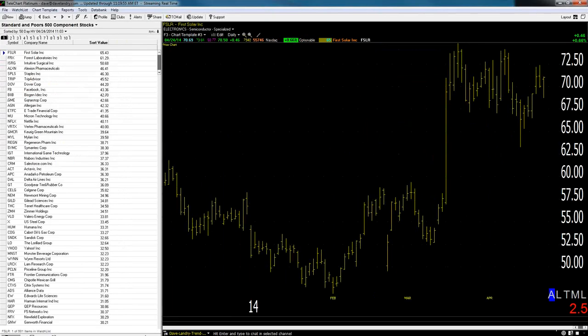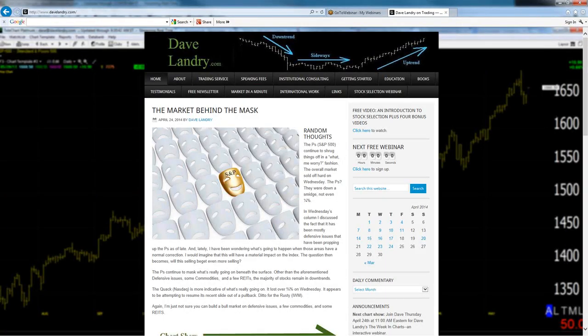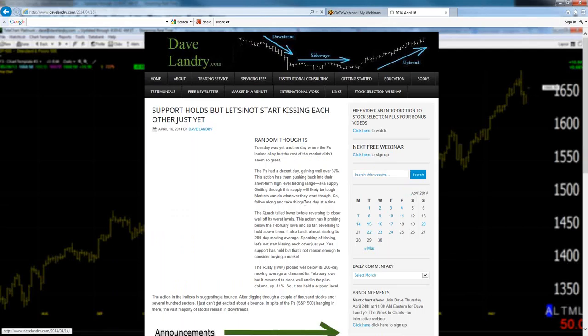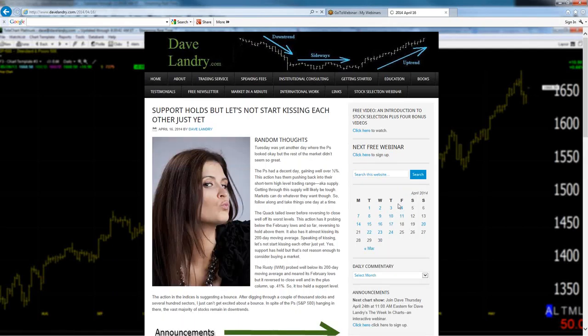Now, I thought it'd be kind of fun if we went to the S&P 500, and if you get a chance, read my column from a couple days ago where I talked about this. I called it "What's Propping Up the Peas." And all you need to do is just go right here and look for it. It was yesterday's column, Wednesday's column.